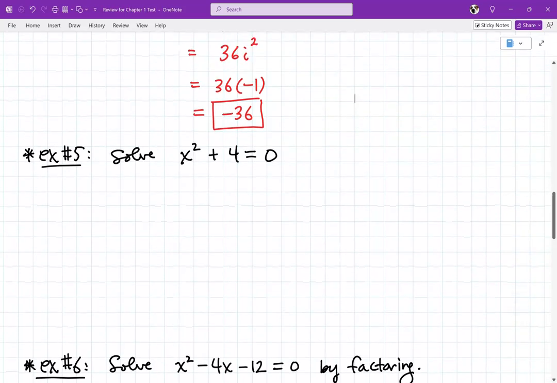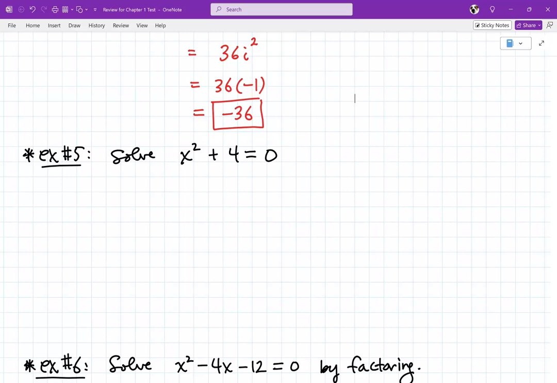All right. So example number 5 is the one that I told you that looks like example 2, but it's a little different. It has an imaginary solution. Okay. This is example number 5 right here. Solve x squared plus 4 equals 0. It looks pretty painless, right? Really small.